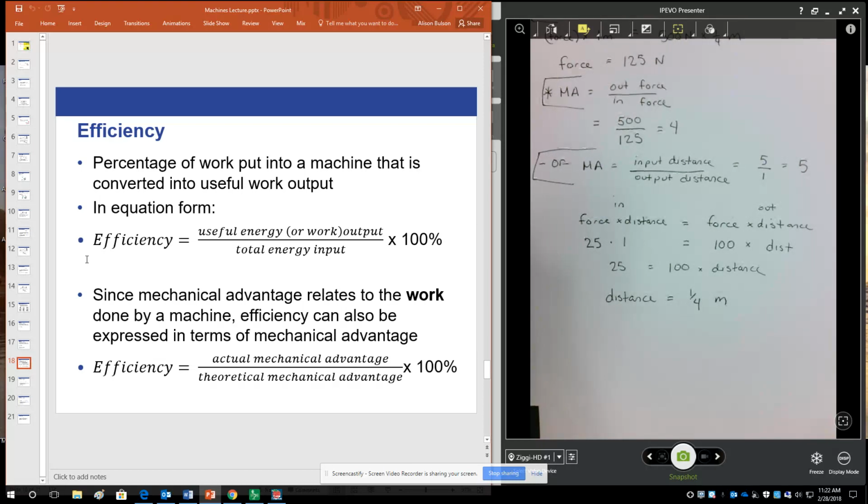Since mechanical advantage is related to the work done by the machine, we can also express efficiency as actual mechanical advantage, so that would be the ratio of the forces when the machine is in use, divided by theoretical mechanical advantage, which is the mechanical advantage we calculate using distances. Again, multiplied by 100% to make it a percentage. We'll see some examples of this in a little bit.